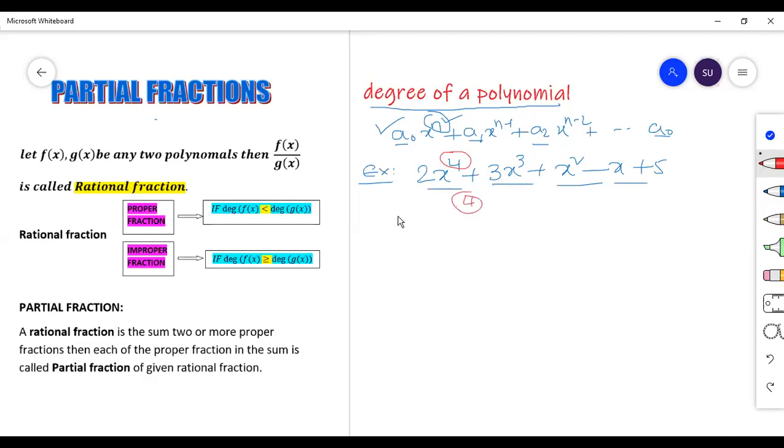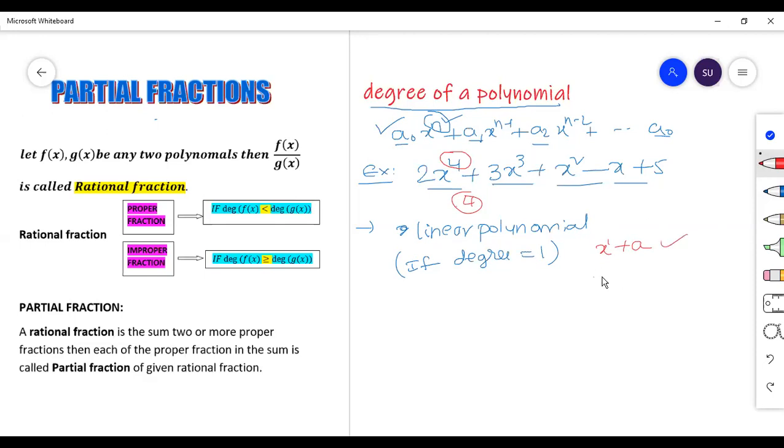What is the degree of this polynomial? 4. Now under polynomials, in the general concepts, first thing is the linear polynomial. What do you mean by linear polynomial? Just if the degree is equal to 1, that is called a linear polynomial. An example of a linear polynomial is x plus a, because x power 1 is there. Nothing is there means 1, so the degree is 1 and it is a linear form.